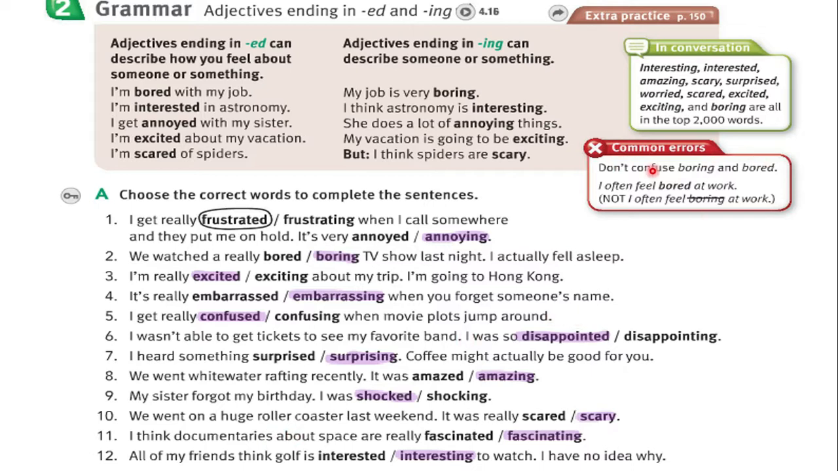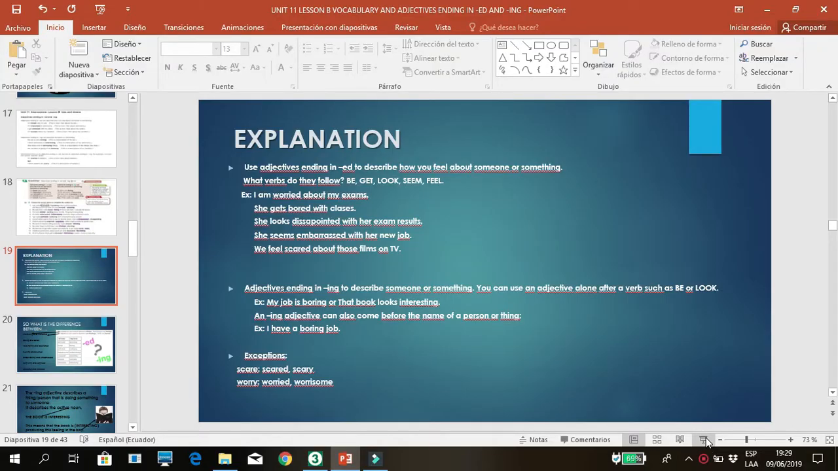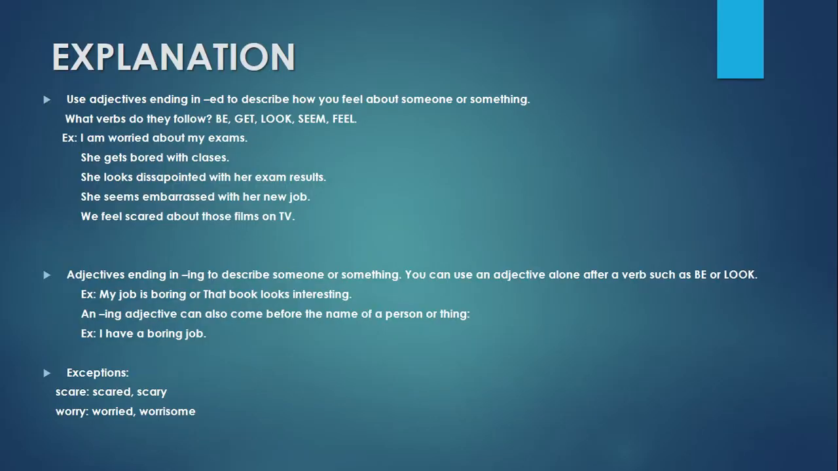So don't confuse boring and bored. I feel bored at work because my job is boring. Okay, so here you're describing how you feel about your job. Okay, let's continue then. Okay, so let's take a look at a further explanation about these adjectives.